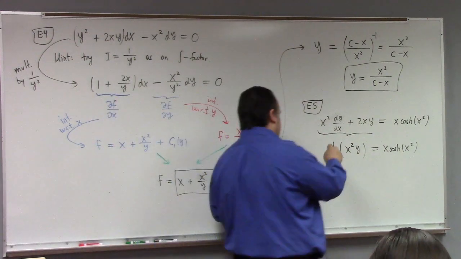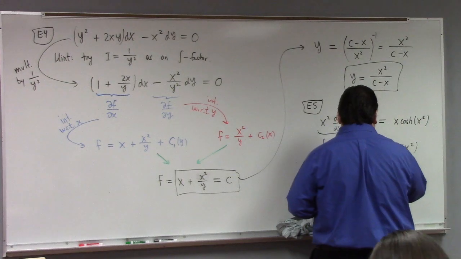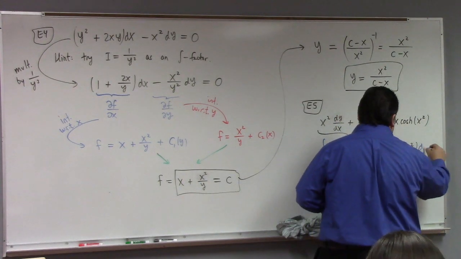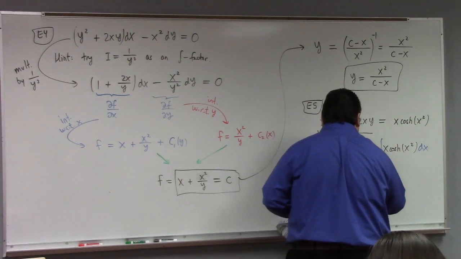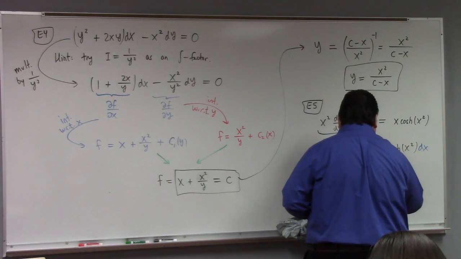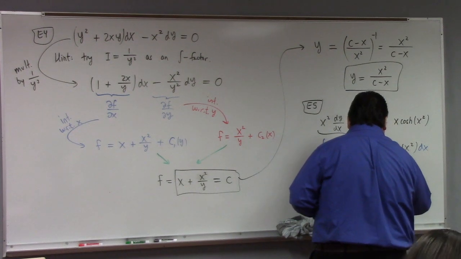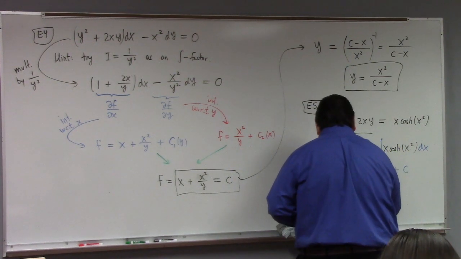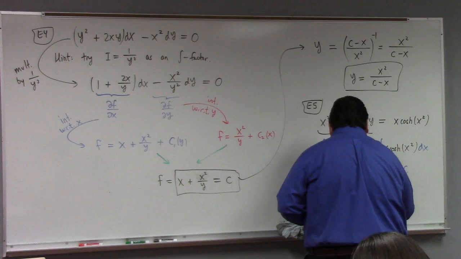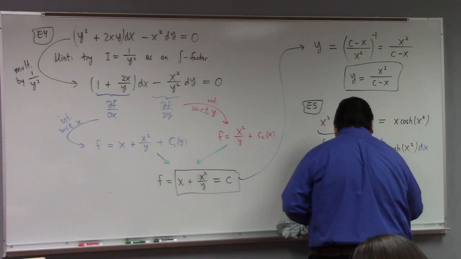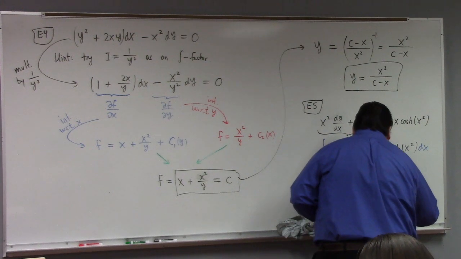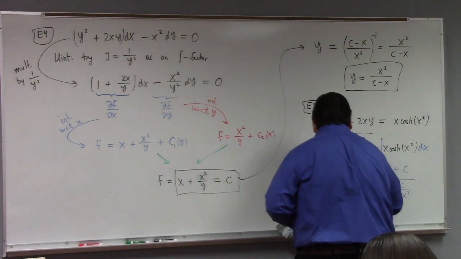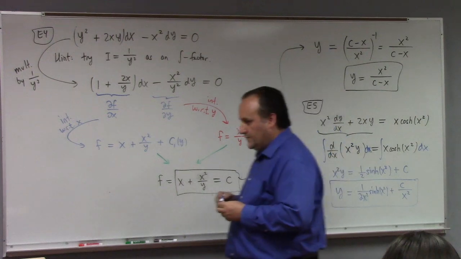And now we will integrate. And as such, the solution is x squared y is 1/2 the hyperbolic sine of x squared plus a constant. Solve for y, you've got the explicit solution: 1/2 sinh of x squared plus the constant, divided by x squared. So there you go. There's your explicit solution to this problem.